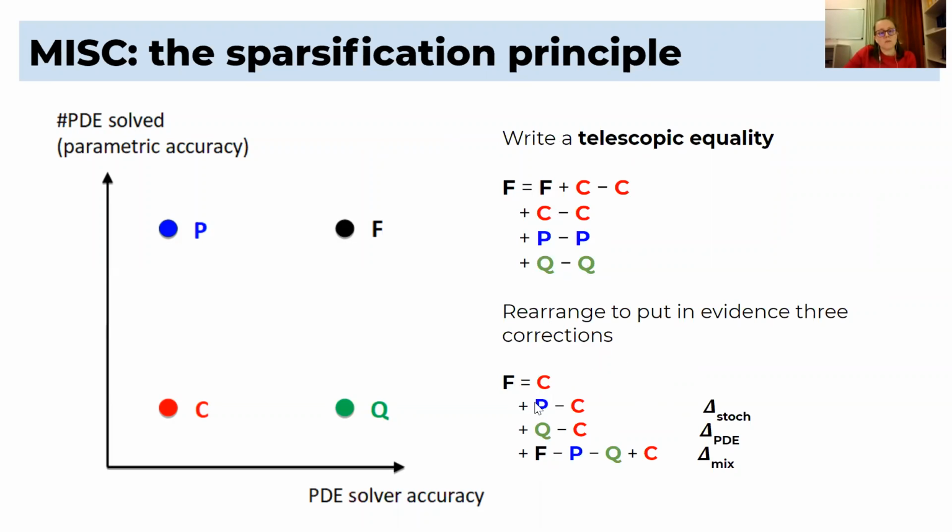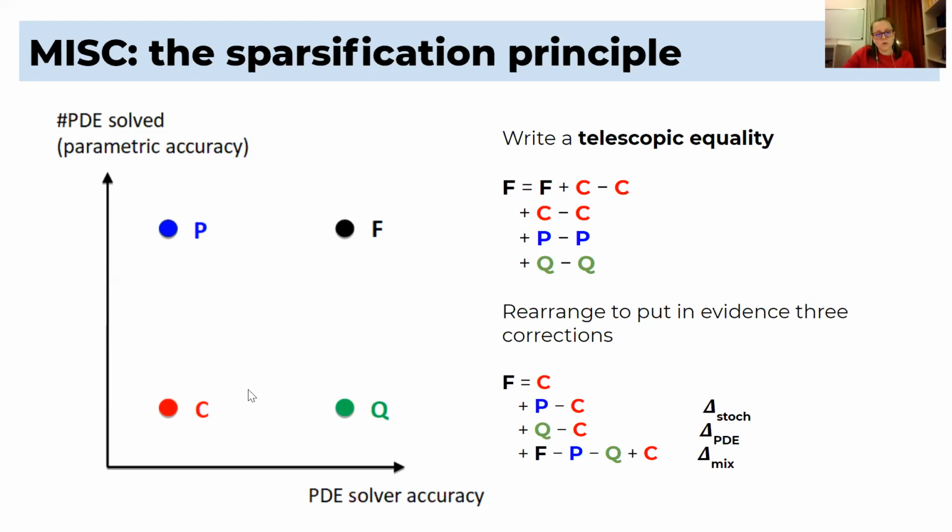So when we look at P minus C, we see that what we are doing, when we compare the two of them, is we keep the same fidelity, but from C to P we increase the number of samples. So this is somehow a correction in parameter space.